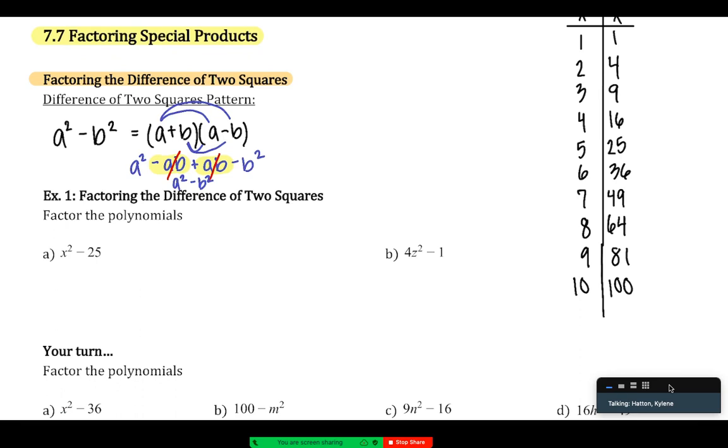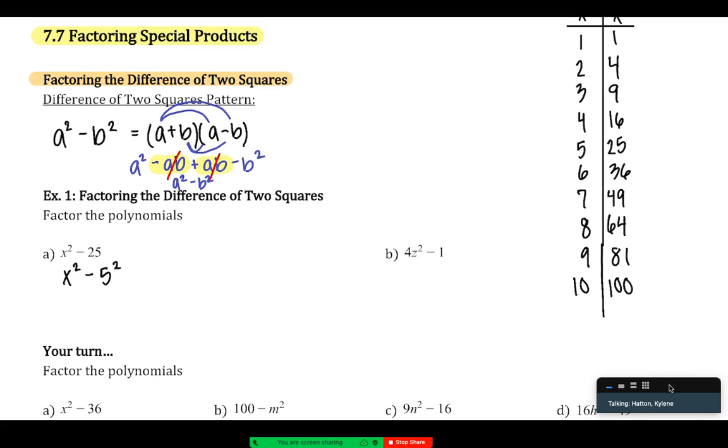So for example 1, factoring the difference of two squares, we're going to factor x squared minus 25. You may not have to do this forever, but while you're first learning the pattern, I would get in the habit of rewriting it as what is being squared. So x squared is obviously x being squared. But 25, that's 5 being squared. So I'm going to write it as minus 5 squared.